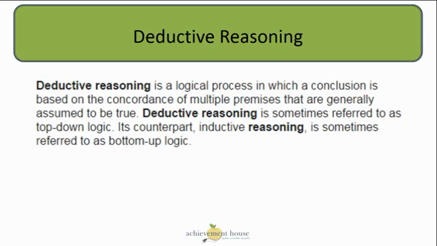Deductive reasoning is sometimes referred to as top-down, because if you think about a list, you start with one statement and then you work your way down. And its counterpart is inductive reasoning, which is sometimes referred to as bottom-up logic. So deductive reasoning, you start with a bunch of facts. You use those facts to find out or prove another statement.